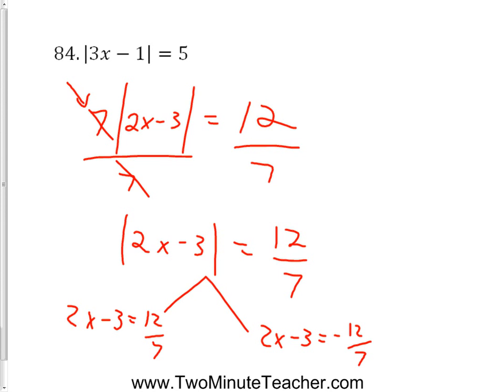So you can't do the splitting like this until you've gotten it down to just an absolute value. If I would have split it right at the beginning where I had the 7 in front of the absolute value, I would have gotten it wrong. I need to make sure that I split it up only after I've got it down to just an absolute value all alone on this side of the equation.